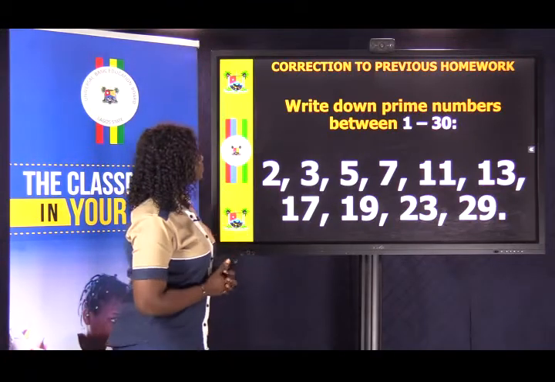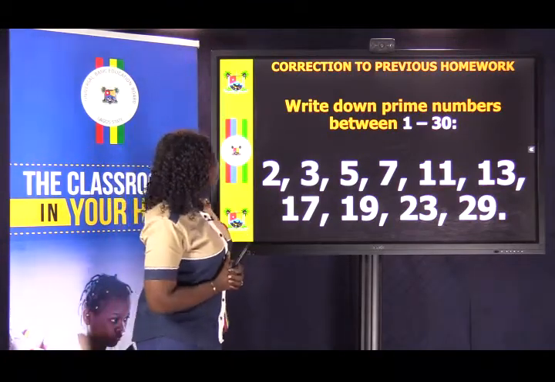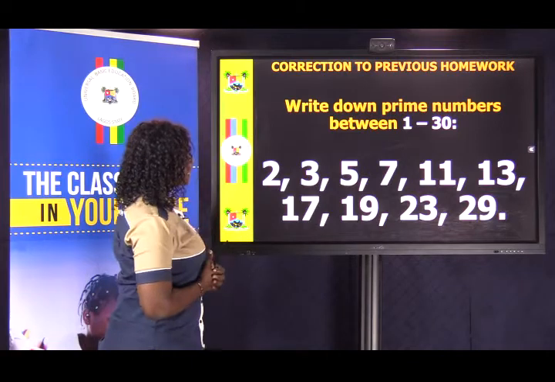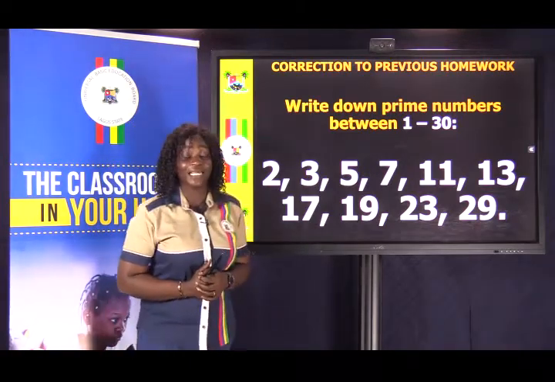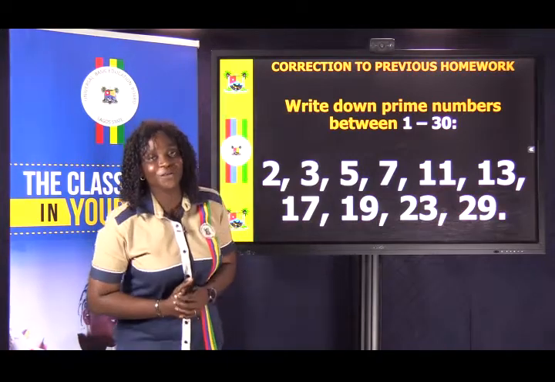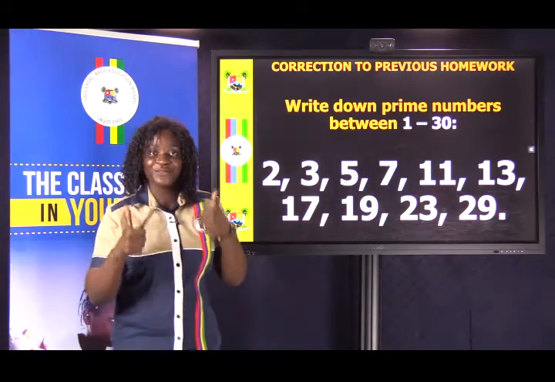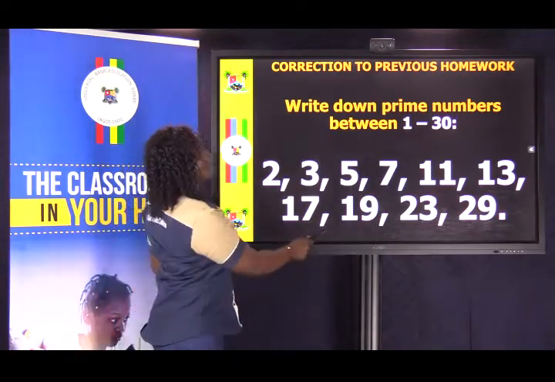So the prime numbers between 1 and 30 are 2, 3, 5, 7, 11, 13, 17, 19, 23, and 29. I'm sure you got that correctly. Good job, you. Well done, you.